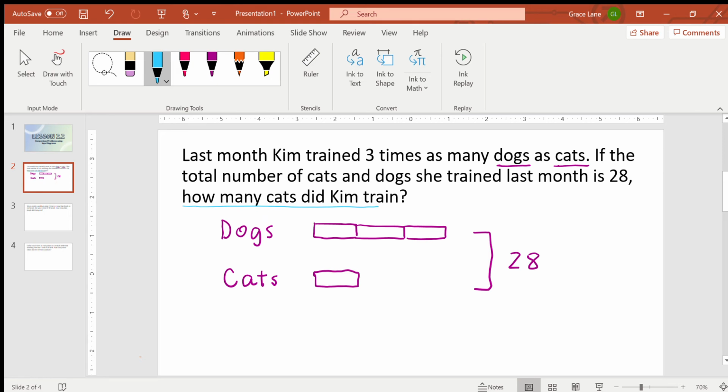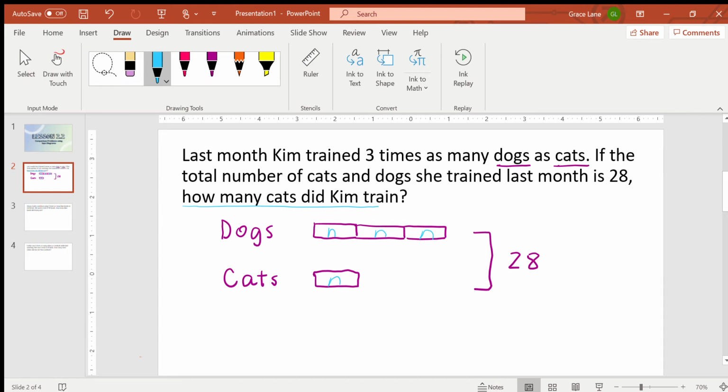I don't know that yet though, and so first you need to figure out how much each box itself is worth in the tape diagram. I don't know exactly how many dogs she trained, and I don't know exactly how many cats. The only thing I know is that altogether it was 28. And so I'm using an n, which is a variable that stands for something I don't know. I don't know how many dogs, I don't know how many cats, and I don't know what each individual box stands for.